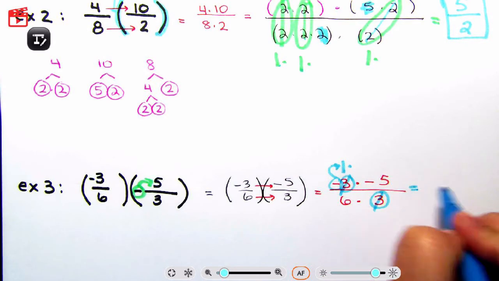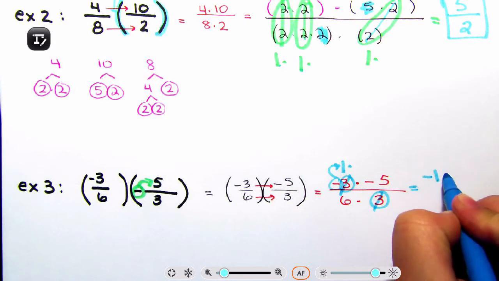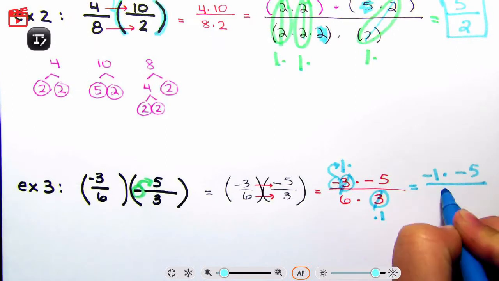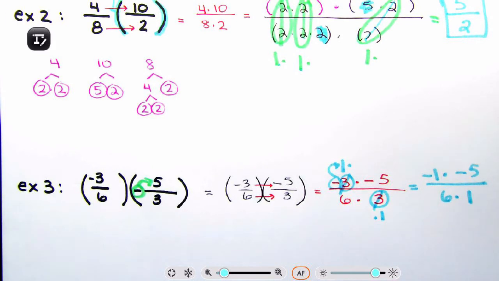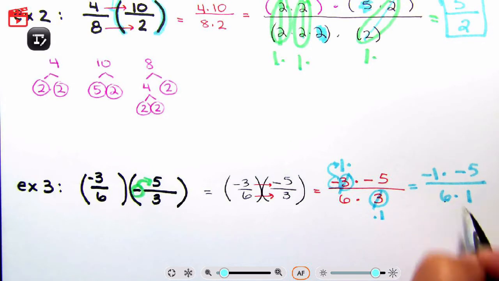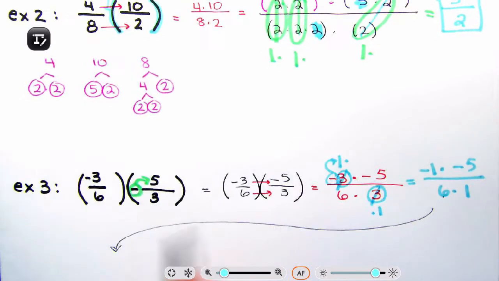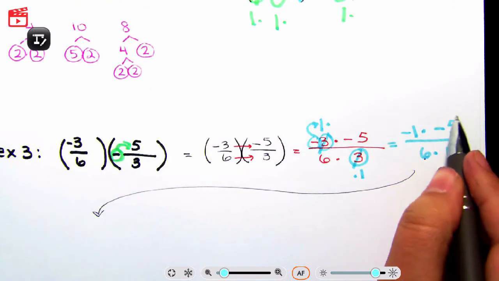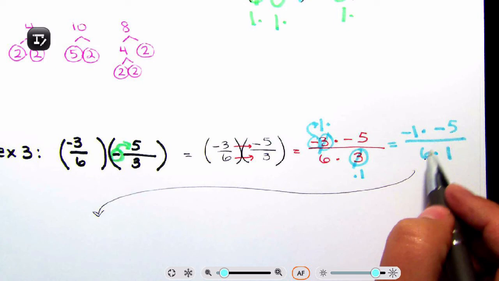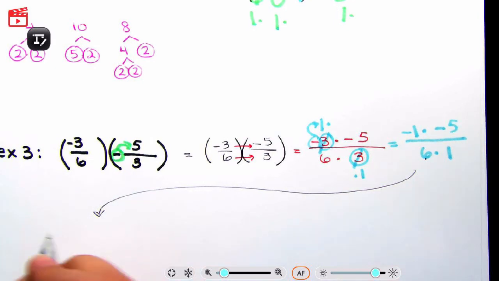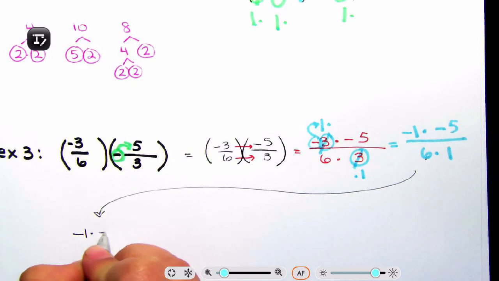So now what do I have? I have a negative 1 times negative 5. I have a 6 times 1. So again, you can choose to use a calculator if you need it. 6 is not prime. So what we can do is we can continue prime factoring. But I know negative 5 is prime. I know 5 is prime. I know 5 is not inside of 6. So I know this is not going to simplify, but I can check. I have a negative 1 times a negative 5.